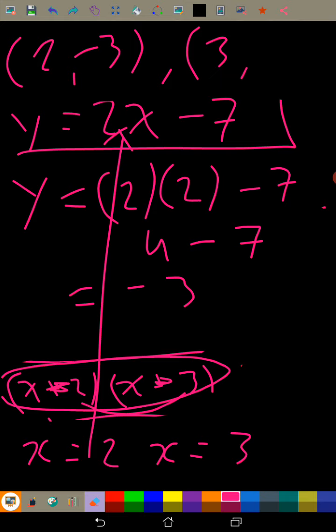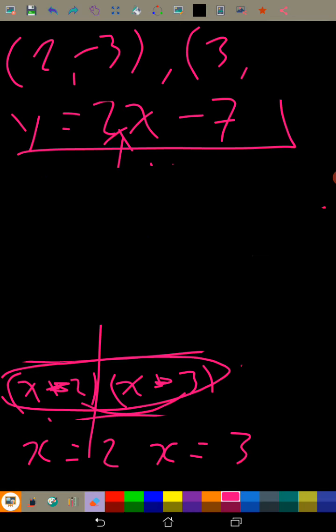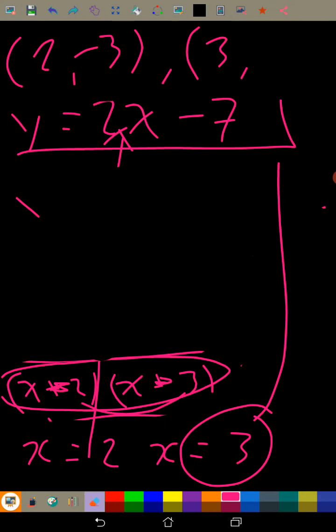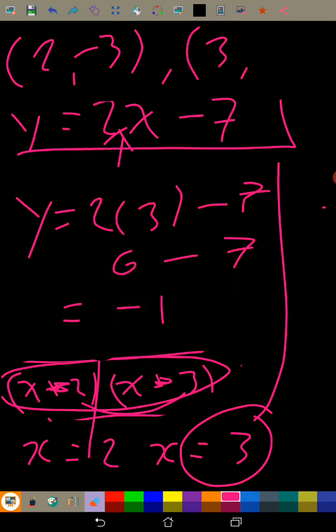We're going to do the same. Wait a second, I'm just making space here. So we're just going to throw this in this time. So we have 2 times 3 minus 7. This is 6 minus 7 or minus 1. So it's minus 1 here. Alright, so we have these points.